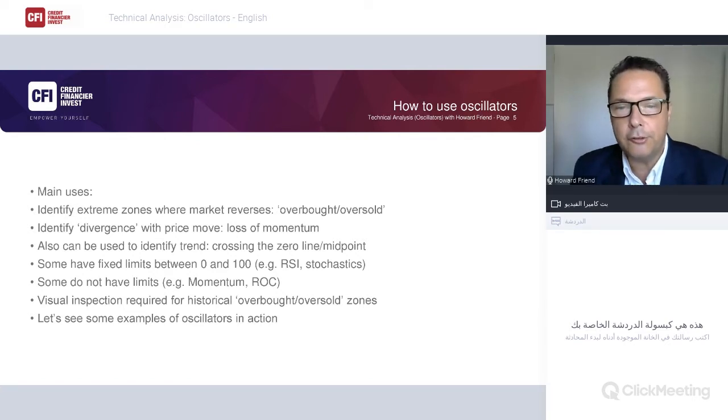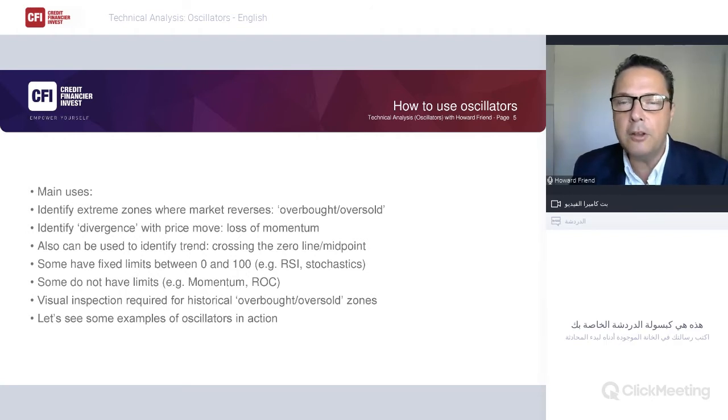Another use of an oscillator can be to identify the trend. It can actually be used as a trend following tool, for example, using the zero line of an oscillator or a midpoint of the band that you're looking at. Now, oscillators tend to break down into two types. Some have fixed limits, for example, between 0 and 100, and these would be, for example, stochastics and relative strength index, RSI, whereas others don't have limits, for example, momentum and rate of change. They will just continue to go higher with the price and they'll top out on their own. There's no artificial ceiling to those indicators.